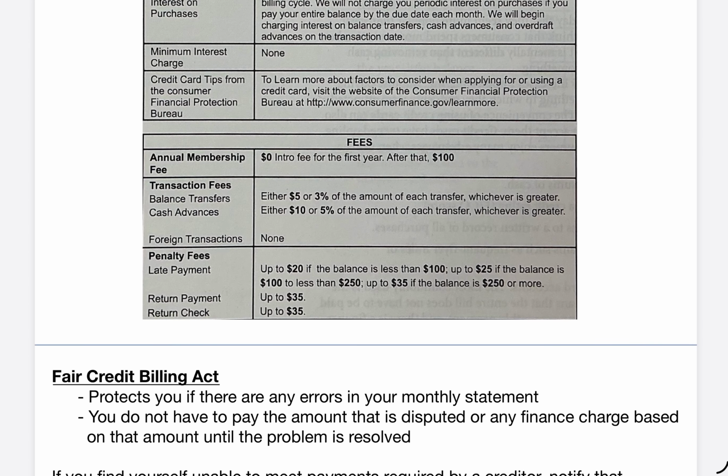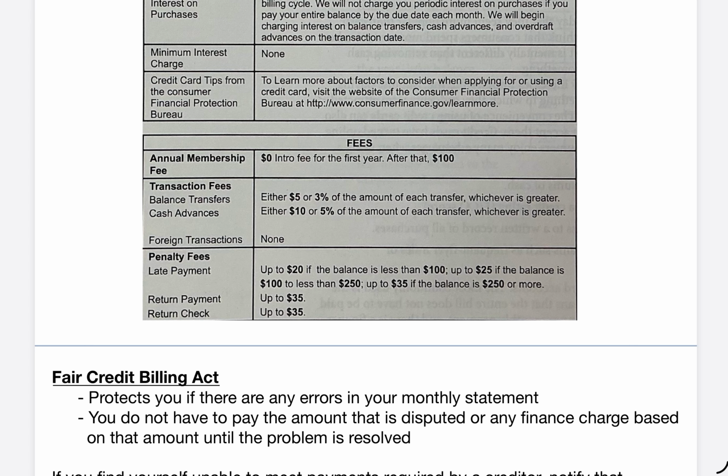Okay. The other piece of information they will also provide to you is any annual membership fee. Just be careful that even though issuers tell you that it's $0, sometimes it's $0 for the first year, and then they will assess you a $100 fee each year after that.